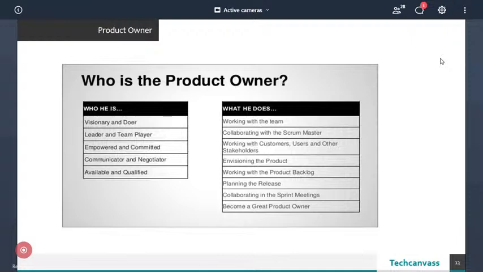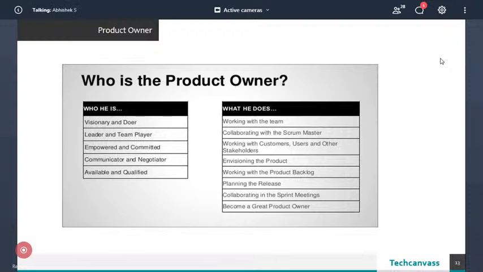And working with customers, users, and of course other stakeholders. The product owner is a person who is constantly working with the end users or the end stakeholders. When we talk about stakeholders, they can be anyone: somebody who is financing the product, or somebody who is acting as a customer for that particular product, or the end user who will be using that product. So the product owner is constantly collaborating with them to get the proper requirements and to understand what needs to be done. And eventually, he or she is the person who is envisioning the product. So he has a clear vision of what the product should do and why this product needs to be there. That kind of vision is very important.